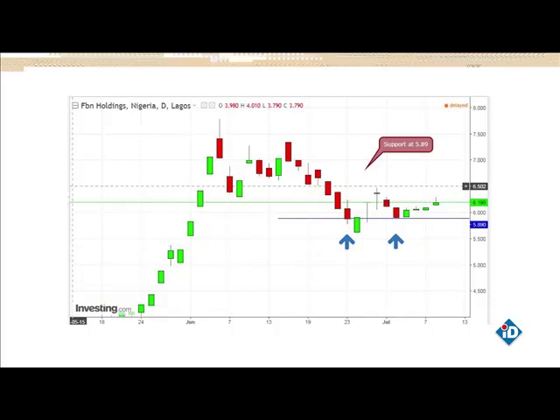Can we see how to draw the levels? Just look for a closing price that is higher than 1, 2 to the left, 1, 2 to the right. This is resistance. And it's around where? 7 naira.